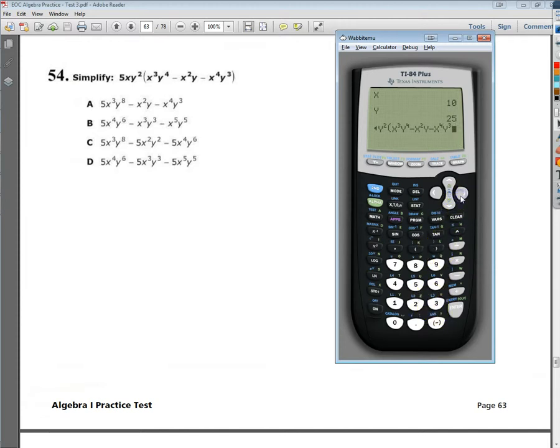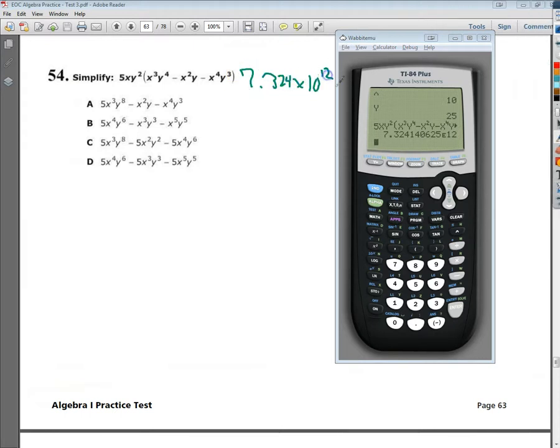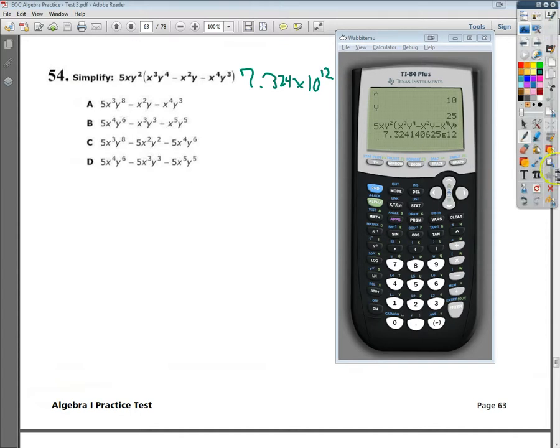So I want to click out and close it. My goal is to make sure it looks as much like it as possible. X to the 3rd, y to the 4th, x to the fourth, y to the third, x to the second, y. It's got two minuses. And then I want to go back and just make sure that first thing is 5x y to the second, and it is. And I'm going to write that number down. 7.324 times 10 to the 12th. I said the answer was D. What I'm going to do is just type in that answer.